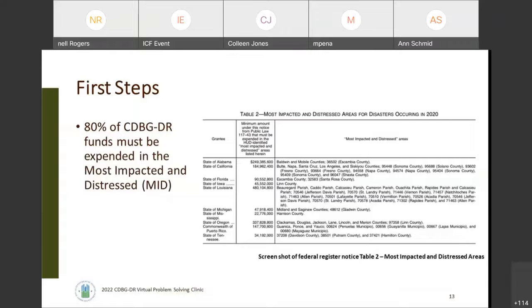Within that allocation, we also see that most impacted and distressed. So again, looking back at that map that I shared previously, HUD has identified the counties or zip codes that are considered most impacted and distressed. According to the most current notice, 80% of the CDBG funds must be expended within those geographic areas.